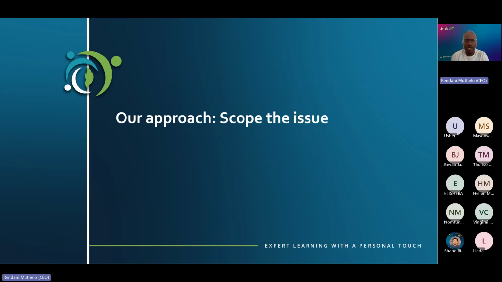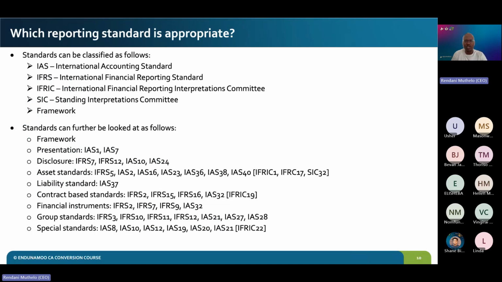Then the next thing is to scope it. So when we scope the issue, we now need to know which standards we have. So the books that you're going to get, when you open it, you'll then see a list of standards. It starts off with what? IFRS. That's the top part.